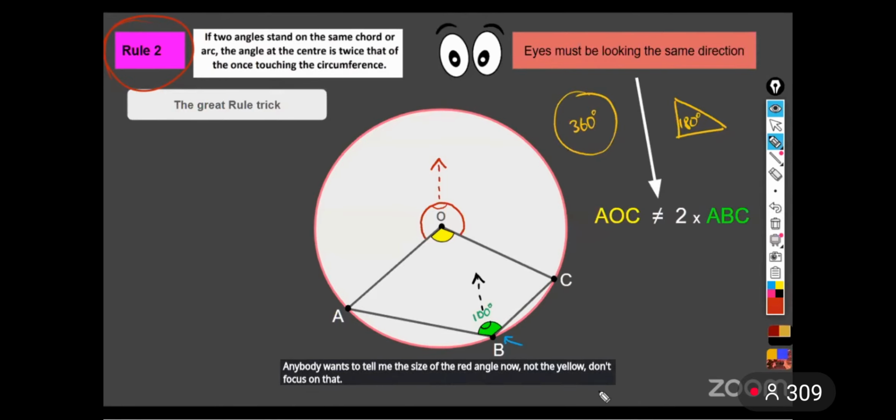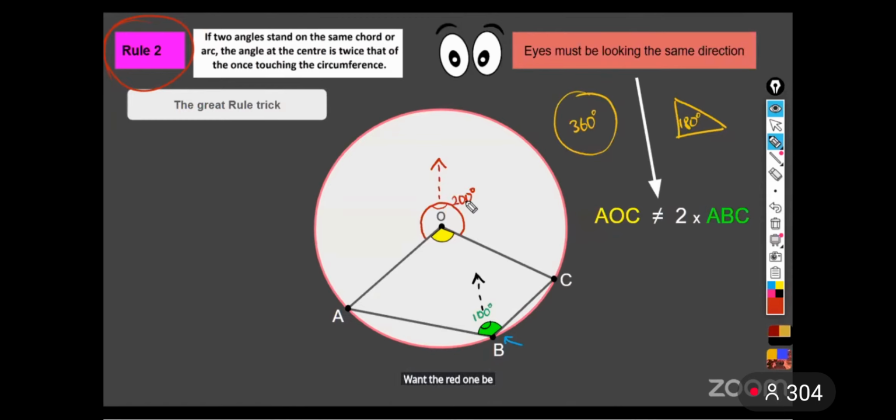If the green one is 100 degrees, using rule 2, because the red one is touching the center and looking in the same general direction as the green one, won't the red one be 200 degrees? Won't it be twice as large as the green one? Look at it. The one at the center looking in the same direction as the green will be twice as large. You think you all could figure out the size of the yellow angle now? What would be the size of the yellow angle?